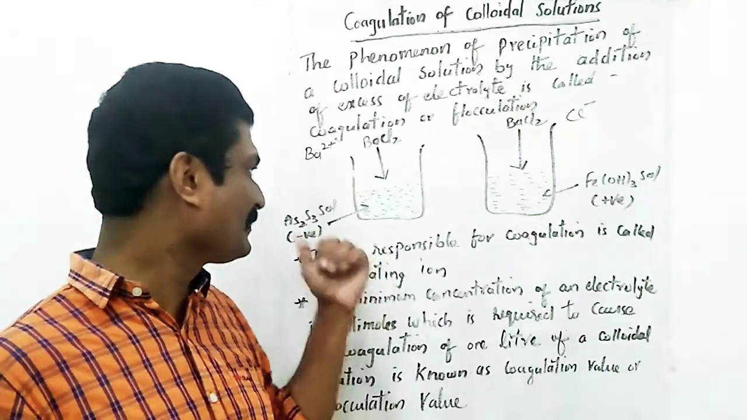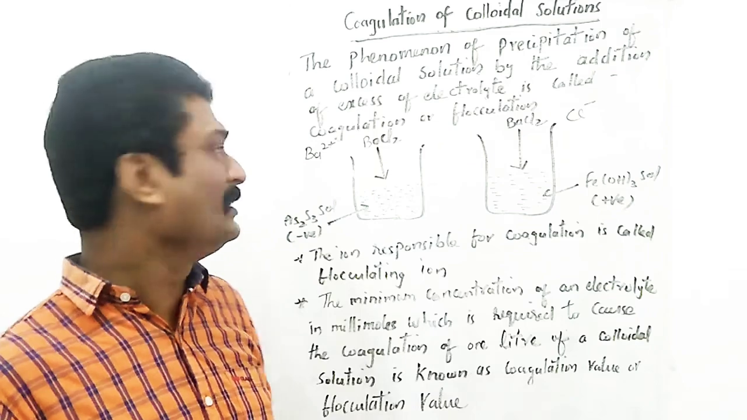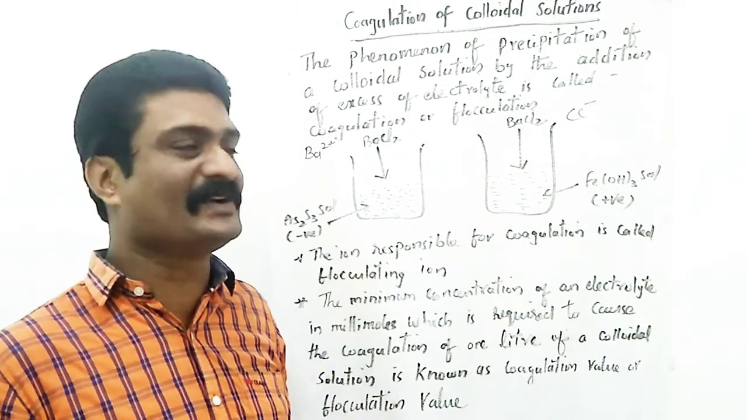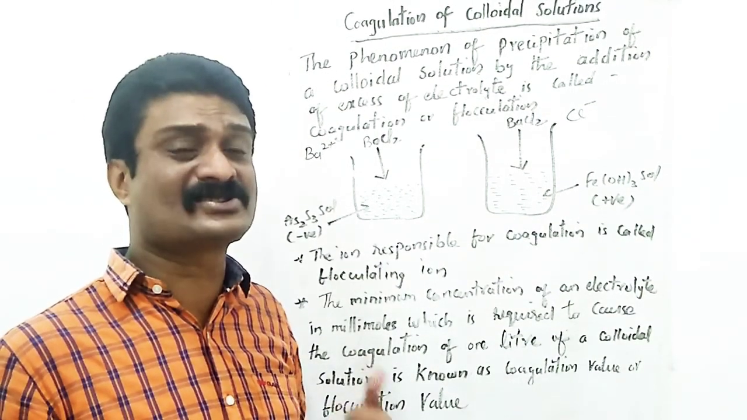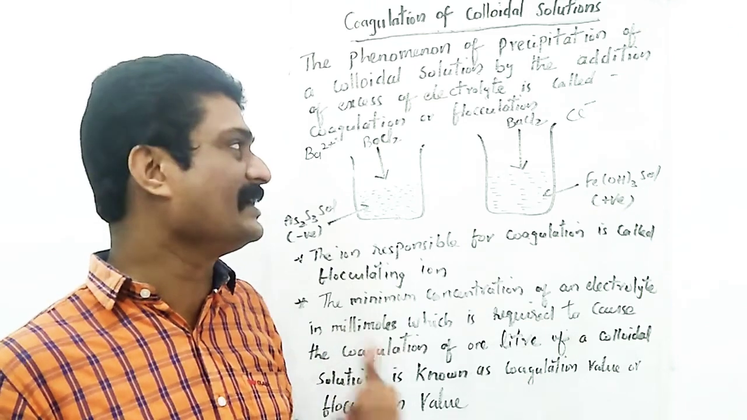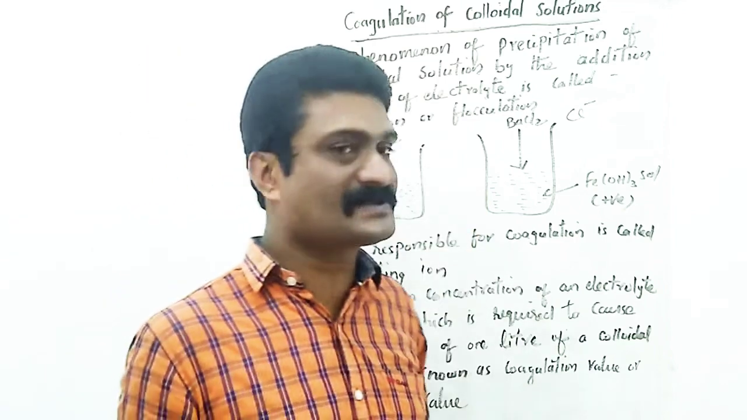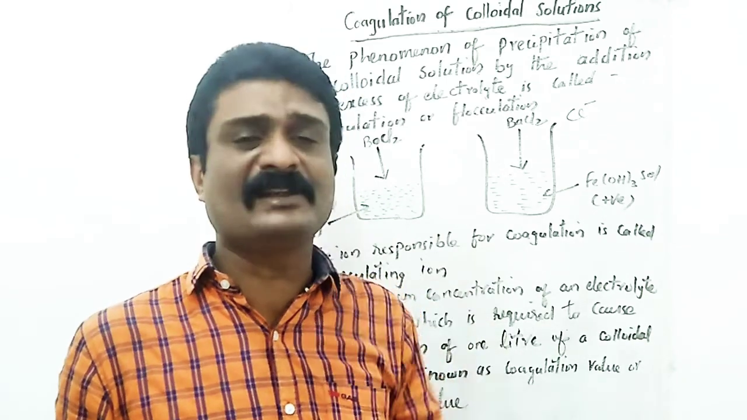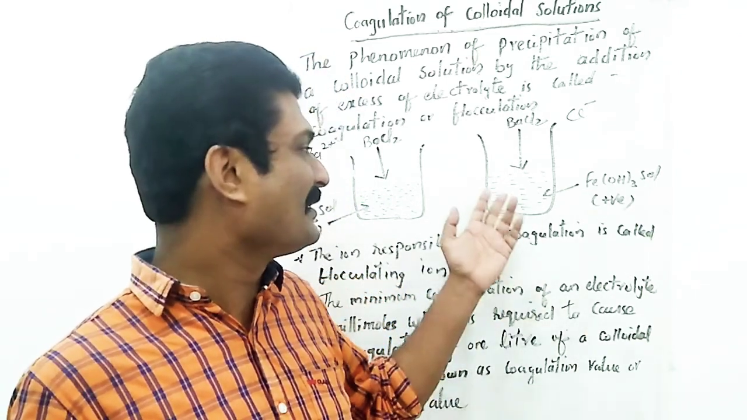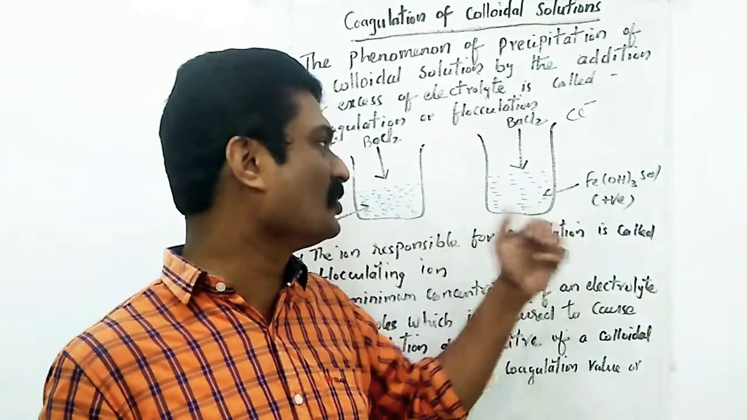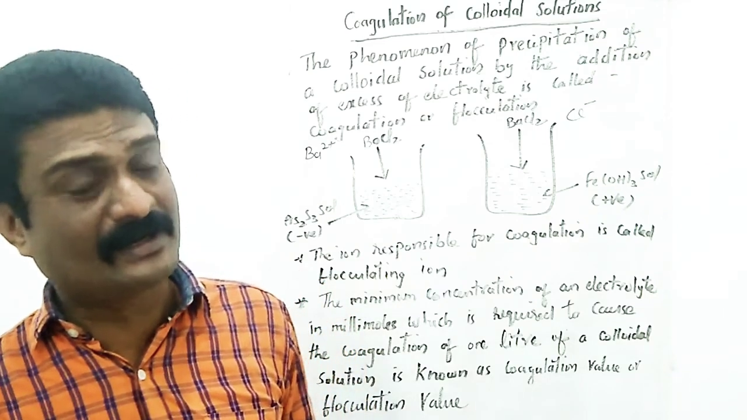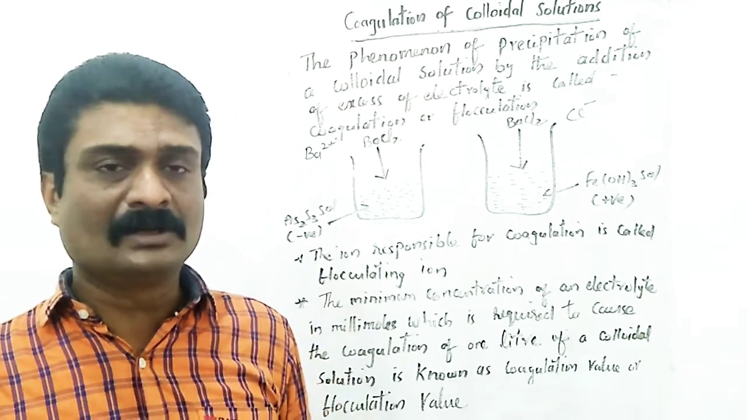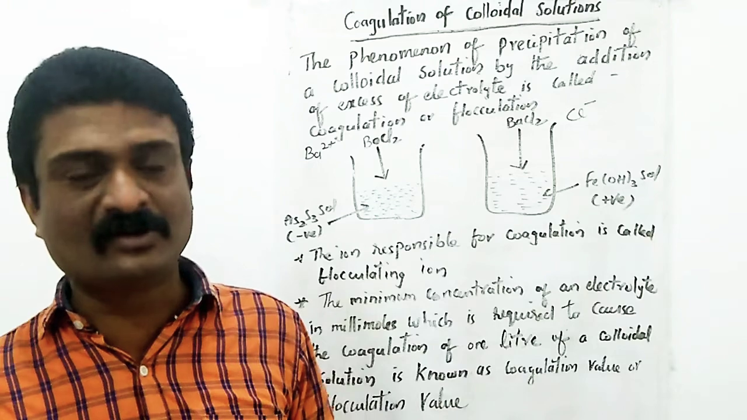Here, in the case of barium chloride, the Ba2+ ion is responsible for coagulation of negatively charged arsenic sulfide sol, and it acts as the coagulating ion or flocculating ion. In the second case, the negatively charged Cl- ion is responsible for the coagulation of positively charged ferric hydroxide sol, and it is called the coagulating ion or flocculating ion. And the next important term is the coagulation value or flocculation value of an electrolyte.